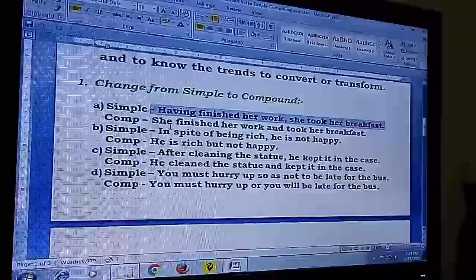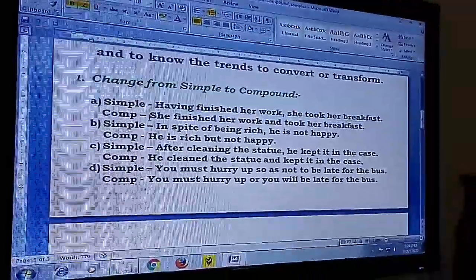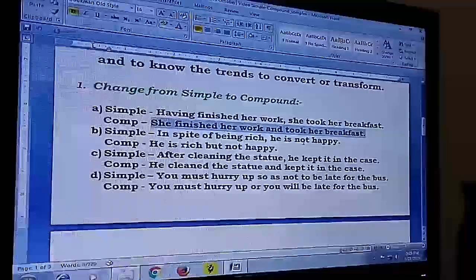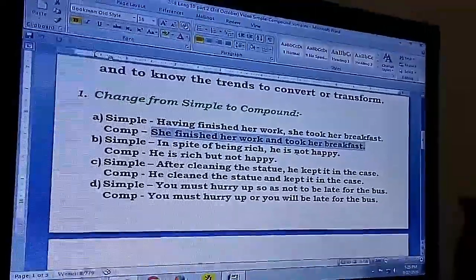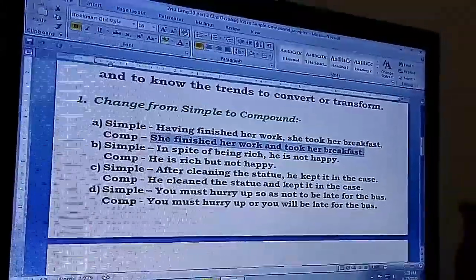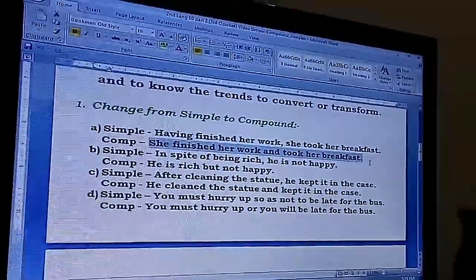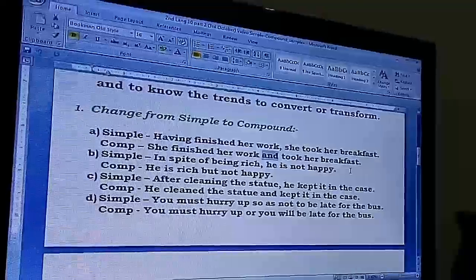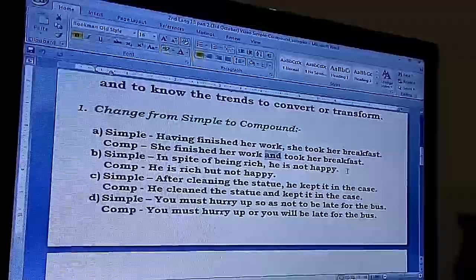And the answer is, she finished her work and took her breakfast. A compound sentence means two sentences are joined with a conjunctor, that is, a conjunction, that is "and" here.